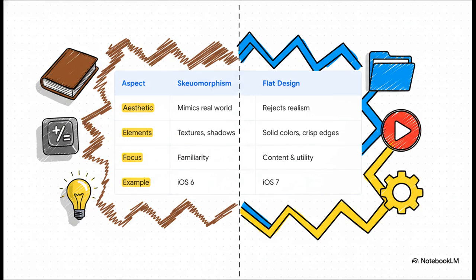And this comparison here just lays it all out perfectly. Skeuomorphism was all about copying the real world. Textures, shadows, the whole deal. Flat design, it threw all of that out the window. It was all about solid colors, sharp edges, and a super clean, simple look. The focus shifted completely from what's familiar to what's useful. If you ever saw the difference between iOS 6 and iOS 7, you know exactly what I'm talking about. It was like night and day.